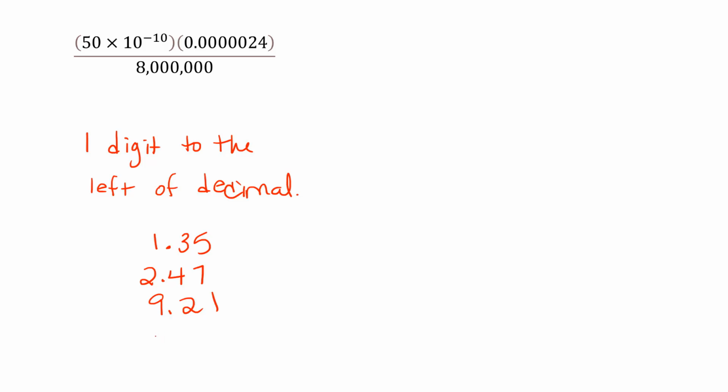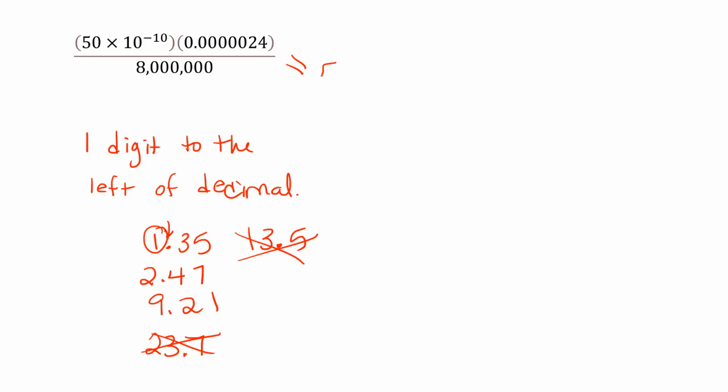I don't want something like 23.7 or 13.5. No, I don't want that. I don't want two digits to the left of the decimal. I just want one digit to the left of the decimal point. So whenever you're doing scientific notation, make sure that your final answer has only one digit to the left of the decimal point. So I'm going to start out by writing every single number in scientific notation.